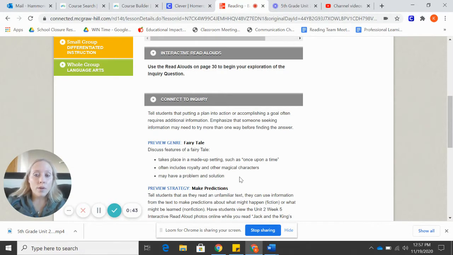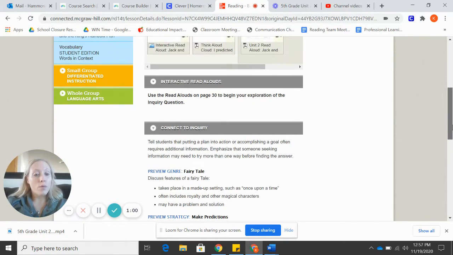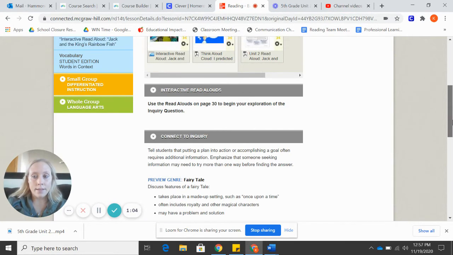Okay, so you guys are going to be working on making predictions. It can help you with unfamiliar text, information from the text to make predictions. So what might happen or what might be learned. Okay, so be thinking about that. When we make predictions, we're figuring out what is going to happen next.